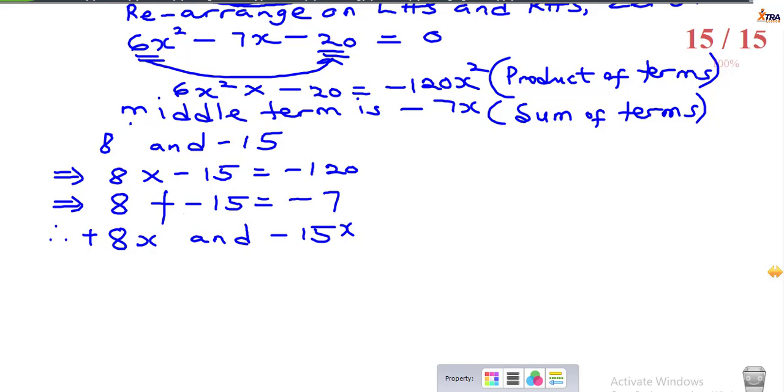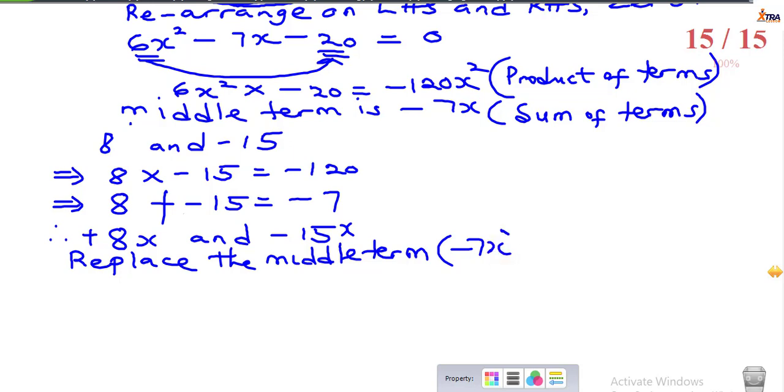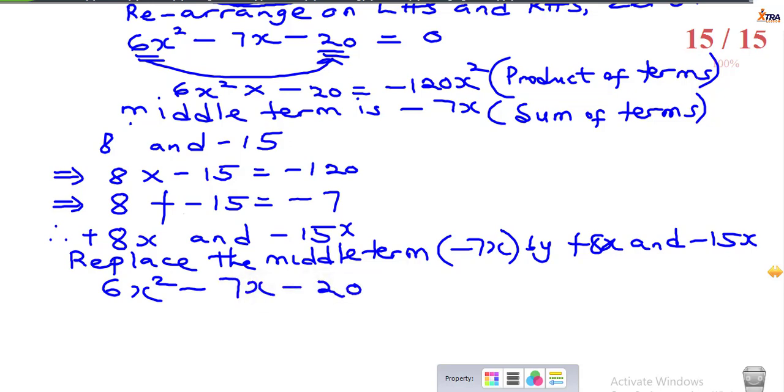So having done this, I can replace the middle term in the expression, which is minus 7x, by plus 8x and minus 15x. So let's do that. So I have the equation 6x squared minus 7x minus 20 equals 0.